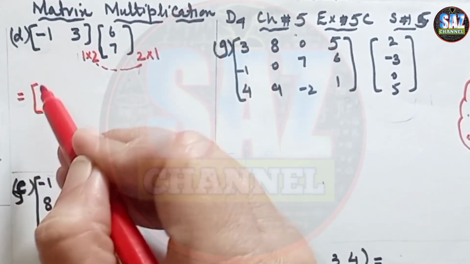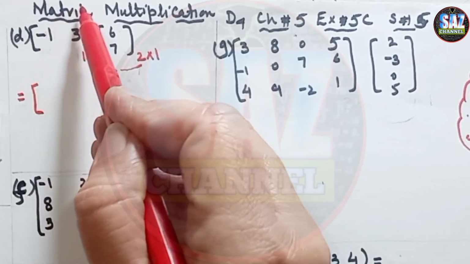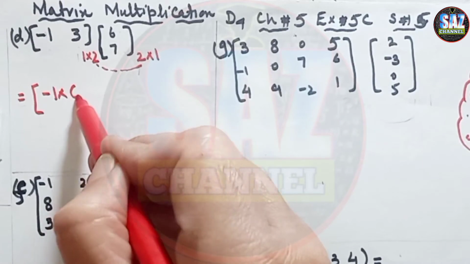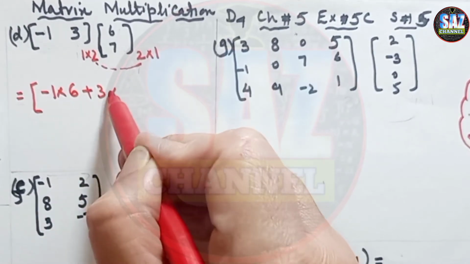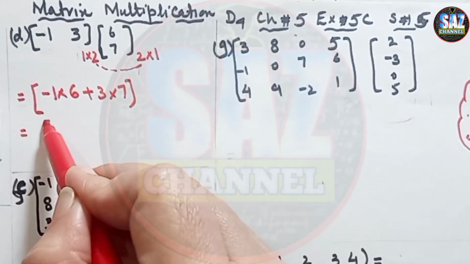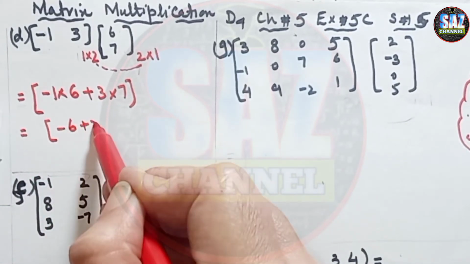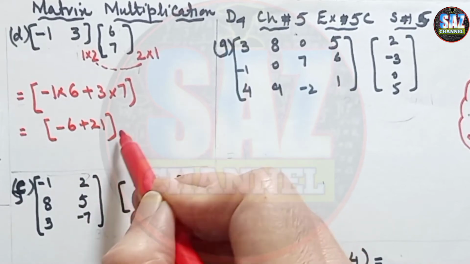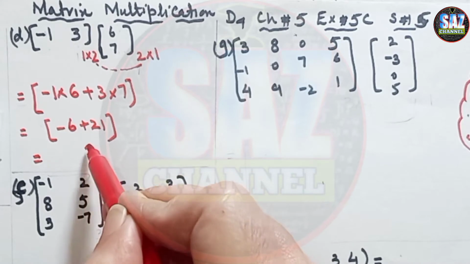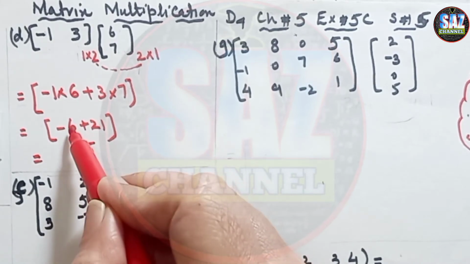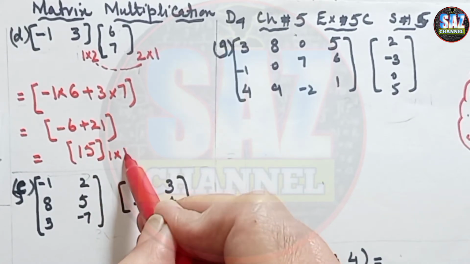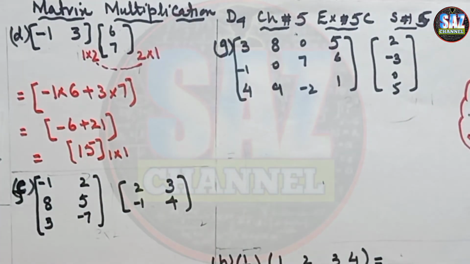What we have to do is take minus 1 and multiply it by 6, minus 1 multiplied by 6 plus 3 multiplied by 7. Now this will give me minus 6 plus 21. Now I have to take away 6 from 21, 11 minus 6 is 5 and 15. Yes, 15 plus 5, 20 and 1, that is 21. And this is a single entry. This is a 1 by 1 matrix. I hope you are clear about this question.